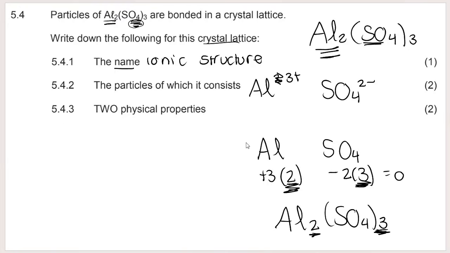2 physical properties. Now, because it's an ionic structure, it's an ionic salt, it's a crystal lattice, we know that the properties associated with that are brittle, hard, not very good conductors of heat or electricity, any one of those 2.